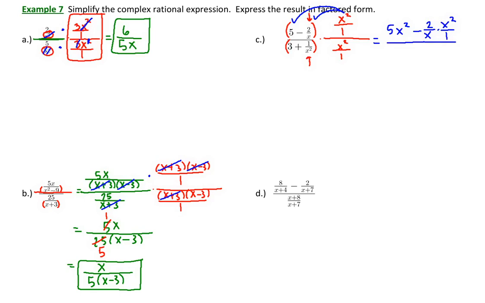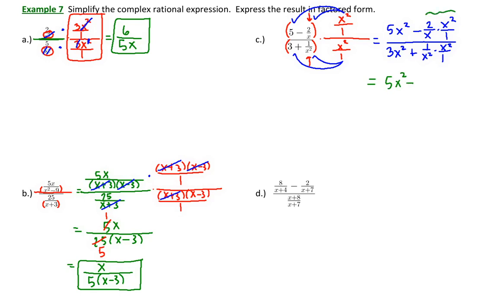In the bottom, we'll do something similar. We're going to distribute 3 times x squared over 1. I'm just going to go ahead and simplify that to 3x squared. And then here we have the original fraction 1 over x squared times x squared over 1. Again, if you can calculate as you go, go for it.